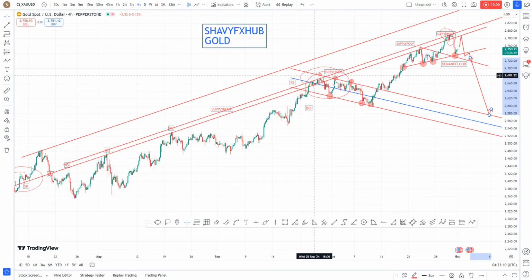A consolidation in a descending trend line. So this consolidation, price broke out. What did it break out from? It broke out from the supply roof to use the supply roof as a demand. Besides, the trend is bearish. This is a bearish trend.